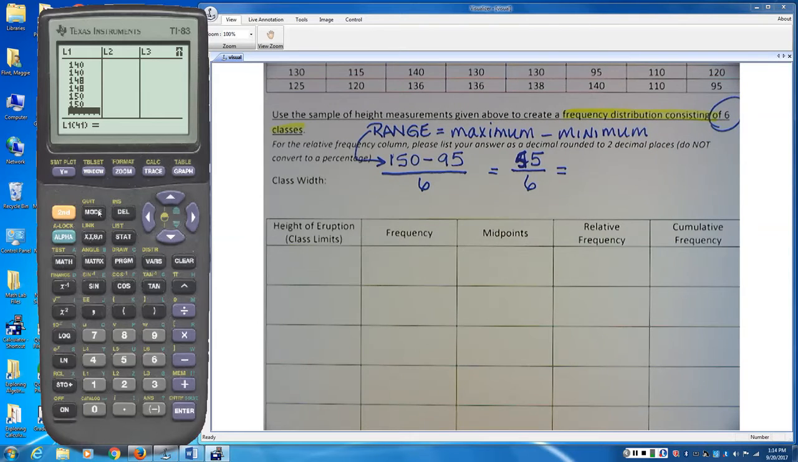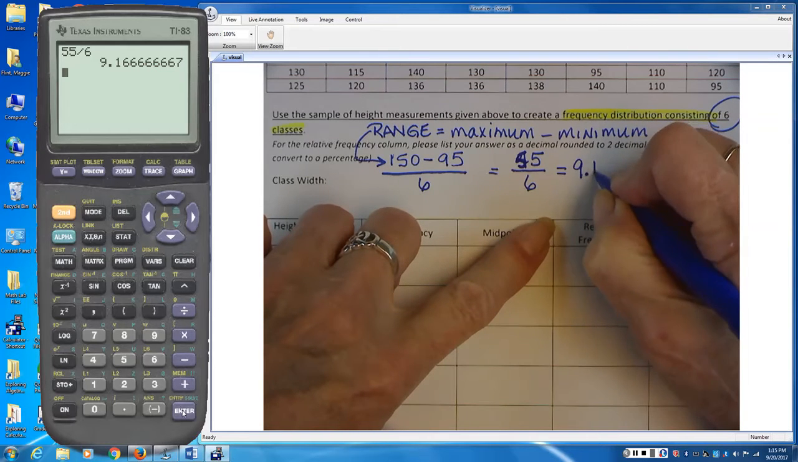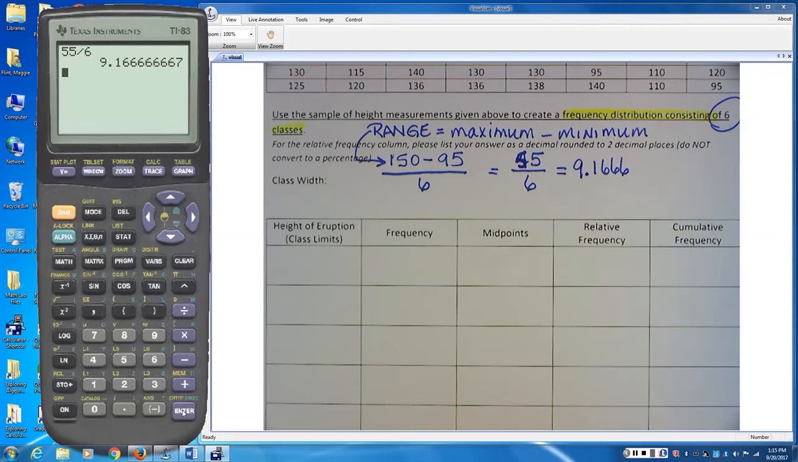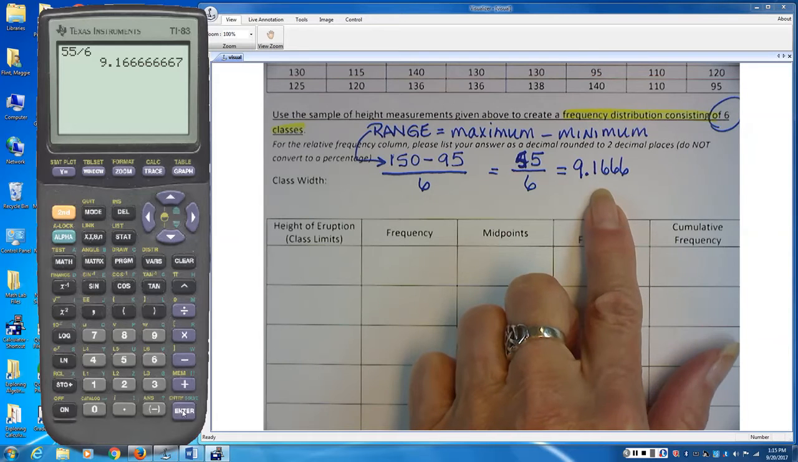So I'm going to use my calculator. I'm going to clear all that stuff off. 55 divided by 6. And that comes out to be 9.1666666. Okay? Now, even though you normally would round that, what does 9.16 usually round to if I round to a whole number? 9. But you're going to have to round up to 10.